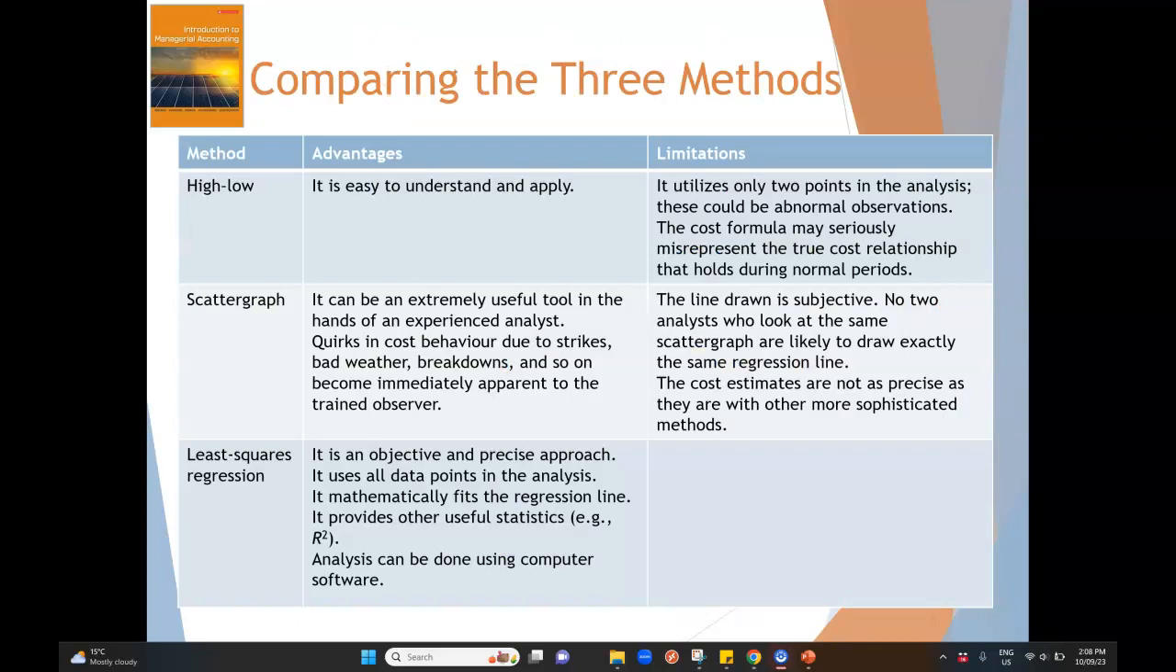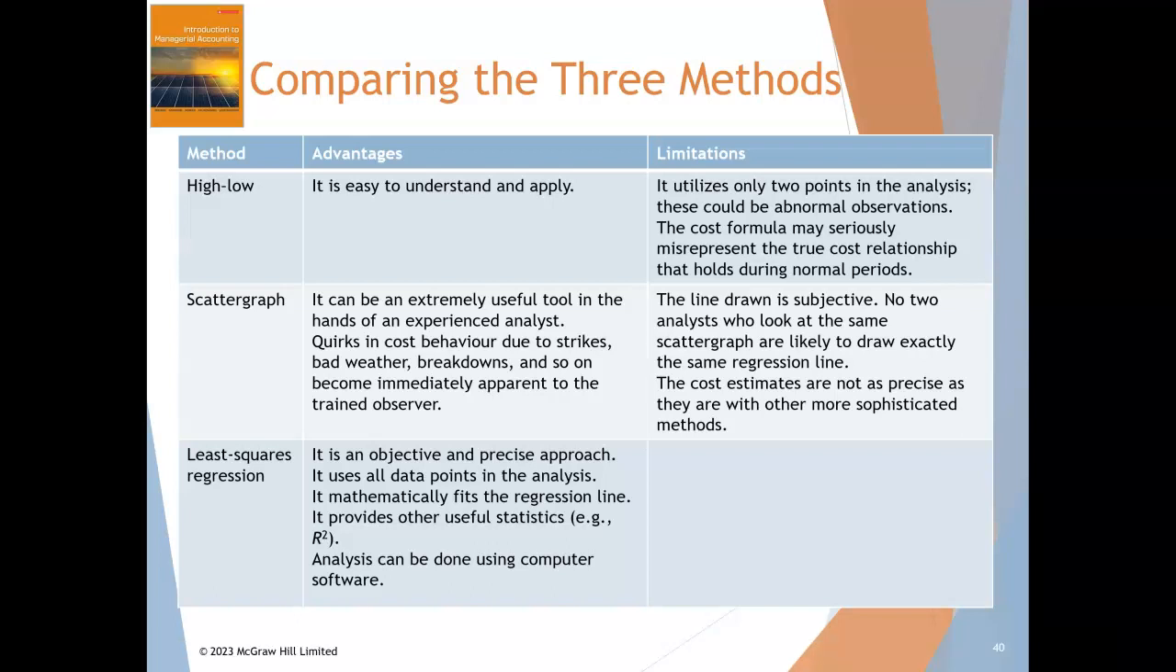Comparing the 3 methods. High-low, advantages. It is easy to understand and apply. Limitations. It utilizes only 2 points in the analysis. These could be abnormal observations. The cost formula may seriously misrepresent the true cost relationship that holds during normal periods.